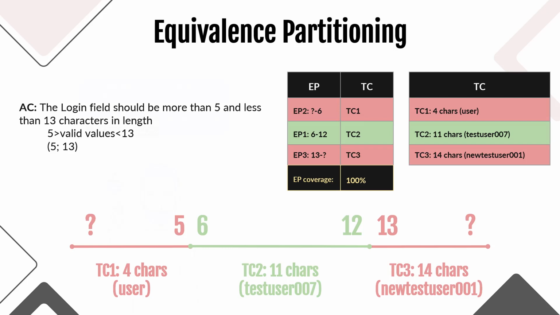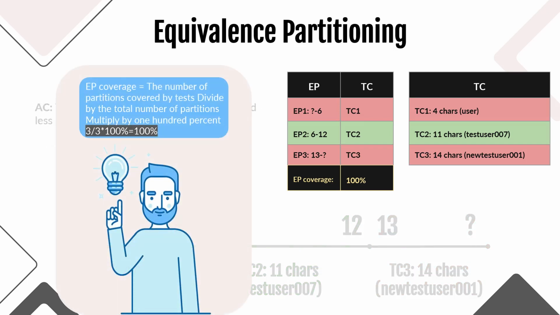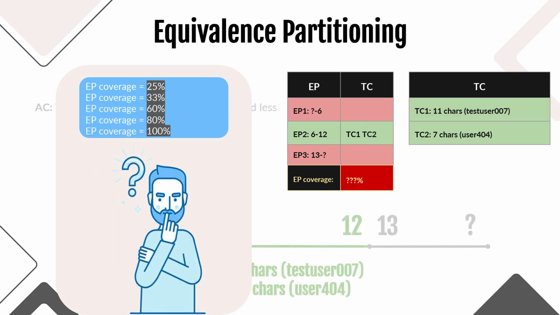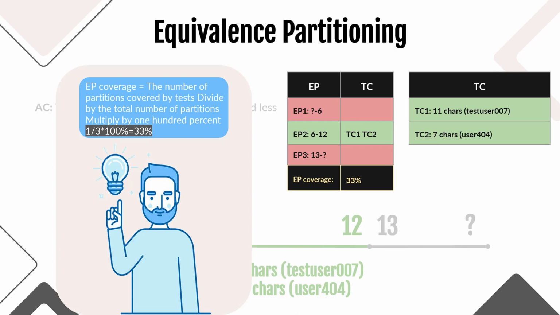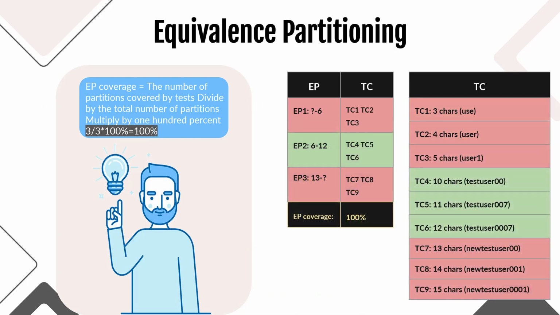Test coverage is a very simple concept, but due to the fact that it is not described in detail and not explained in the syllabus, students have many problems with determining the percentage of coverage. For example, let's say we have 2 tests for a valid partition, 11 characters and 7 characters. What will be the percentage of test coverage in this case? 60%, 30%, or 25%? The correct answer is 33%. Even if we write 5, 10, 100 tests for one partition, it does not change the percentage of test coverage. After all, only 1 out of 3 partitions is covered by tests.